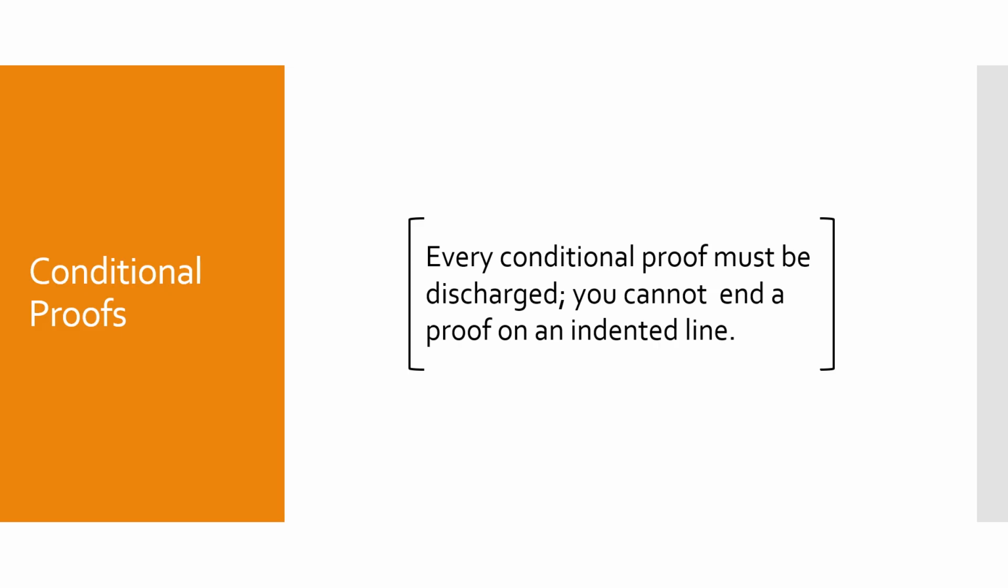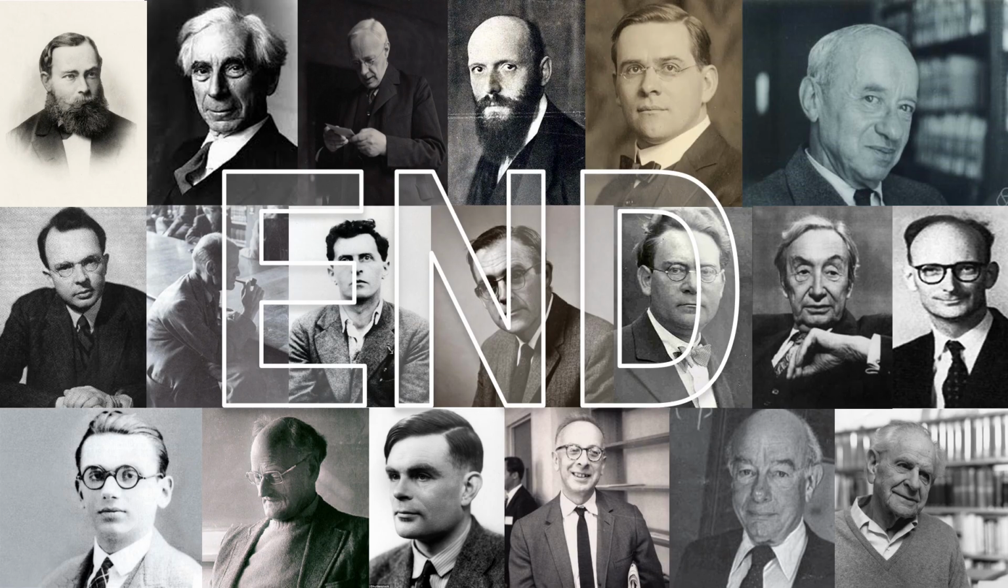And the final point to make is fairly simple. Every conditional proof must be discharged. You cannot end a proof on an indented line. In the end, you should have some sort of conditional statement that you can pull out from the first and last of your entire proof, and then you set that off on a new line that is no longer indented. So that's pretty much what there is in terms of a conditional proof, what you need to know about it. At this point, it just amounts to practice, practice, practice.